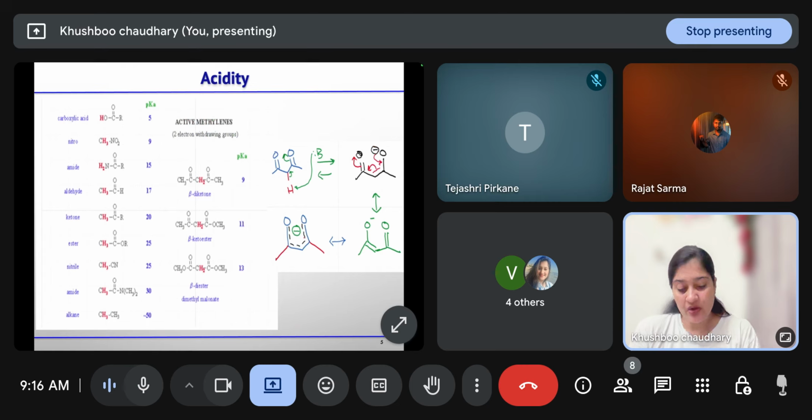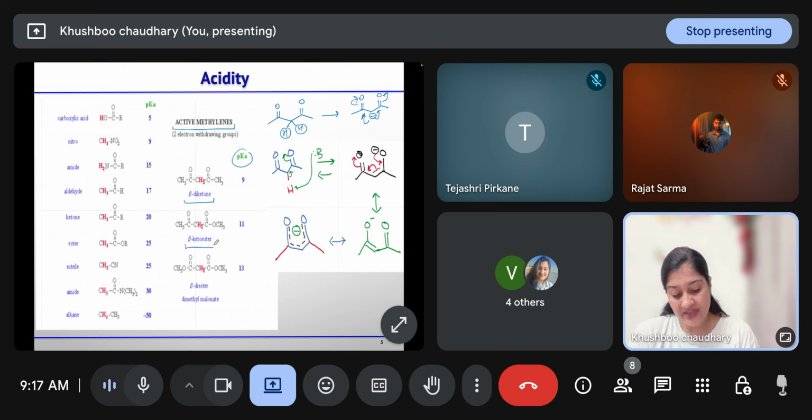There are some compounds we call active methylene compounds, where the CH2 is present between two electron withdrawing groups. For example, beta diketones have a lower pKa, that means they are more acidic. In a 1,3-diketone, these two CH2 protons can be easily removed by base, and the negative charge we get is stabilized by conjugation on both sides. So that's why these protons are very acidic and their pKa is lower.